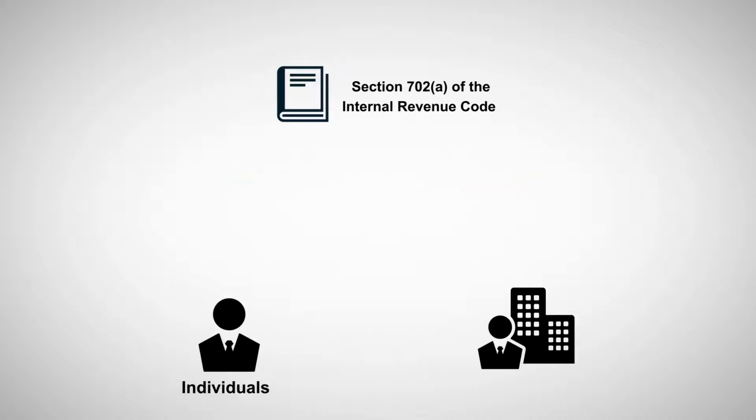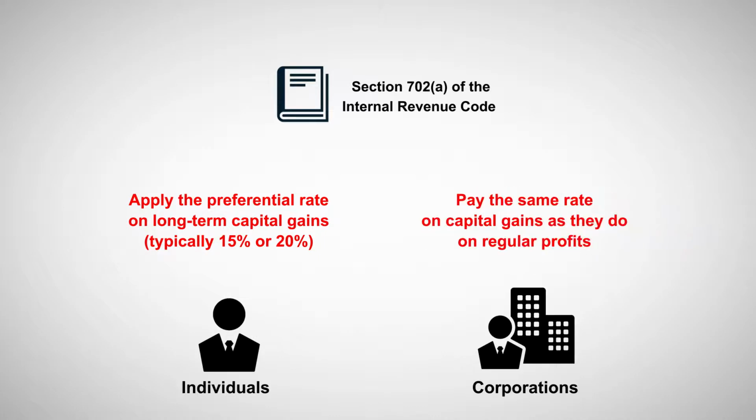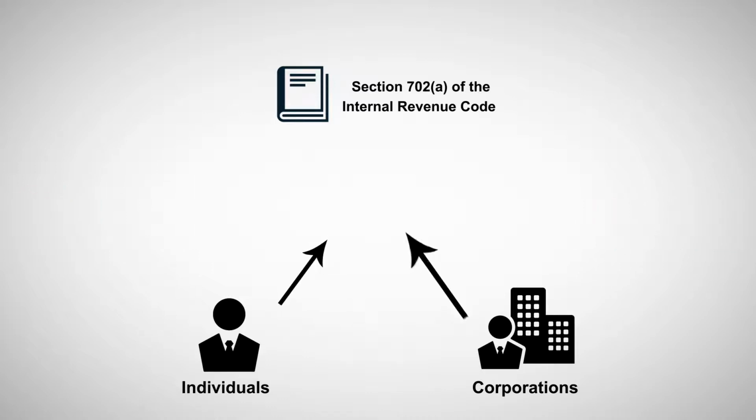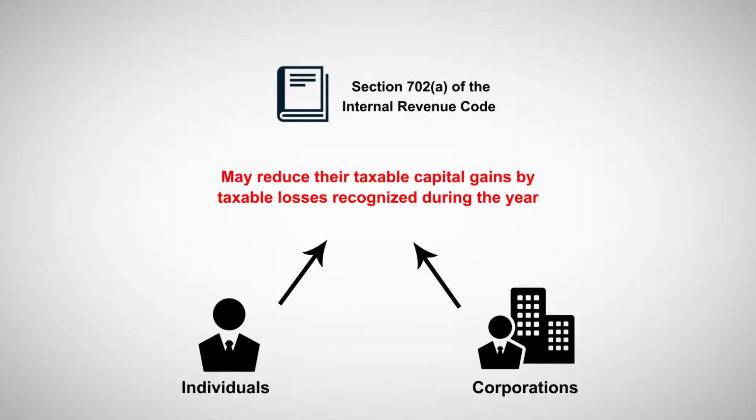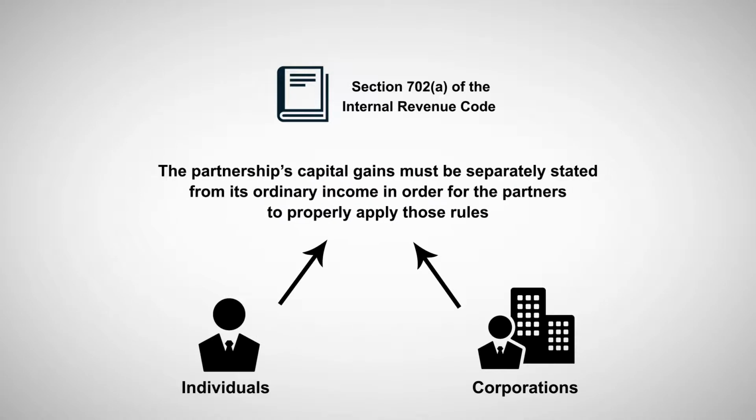Partners who are individuals, for example, will apply the preferential rate on long-term capital gains, typically 15 or 20%, whereas partners who are corporations pay the same rate on capital gains as they do on regular profits. Similarly, both individual and corporate taxpayers may reduce their taxable capital gains by taxable losses recognized during the year. Thus, the partnership's capital gains must be separately stated from its ordinary income in order for the partners to properly apply those rules.